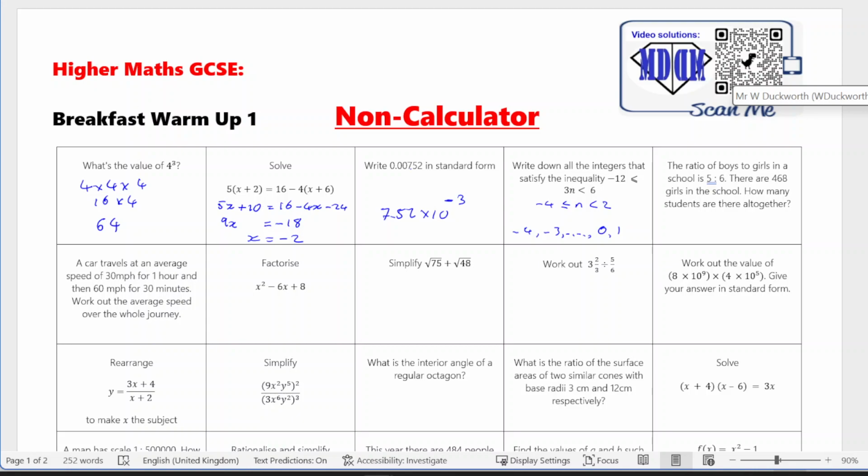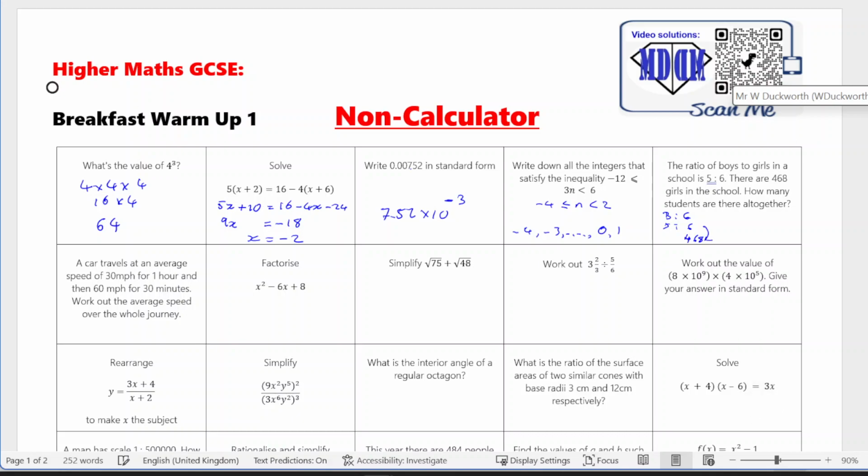Okay, the ratio of boys to girls in a school is 5 to 6. There are 468 girls in the school. How many students are there altogether? So we've got B to G. I might need to zoom in a little bit, give myself a bit more space here. We've got 5 to 6, and we're told that there are 468 girls.